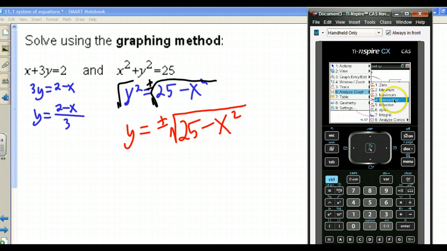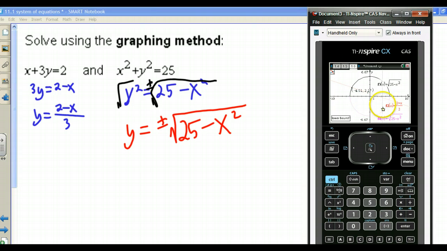I'm going to go Menu, Analyze Graph, Intersection. And here I'm going to click on this graph. I'm going to click the bottom half of the circle. So I want to find out where the line crosses that. It says lower bound, so I'm going to have to click here and then drag this kind of solution area here so that I get to that point. And now I have my other solution. So I have one point at 4.51, comma 2.17. I have another point at 4.91, comma negative 0.968.